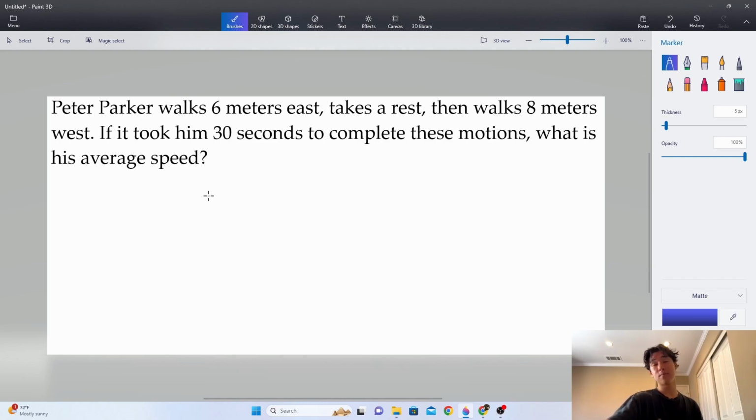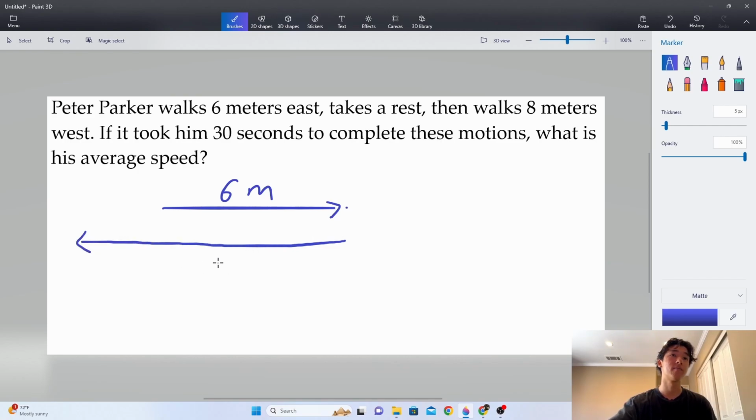So Peter Parker walks 6 meters to the east, right? So we just drew that, and east is always to the right. If you don't know your directions, watch the last video. Take a rest, okay? So we're sitting, we're chilling in this dot right here, and then we walk 8 meters to the west. 8 meters west, and west is left. All right, now it took him 30 seconds to complete these motions. So the total time it took was 30 seconds, okay? And what is his average speed? Wow, that is a great question, Emmett.